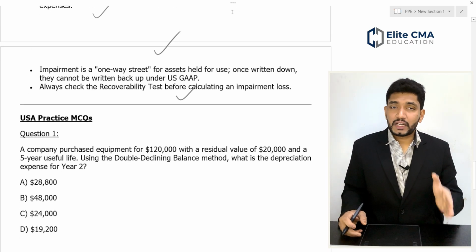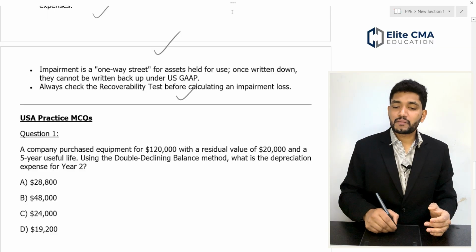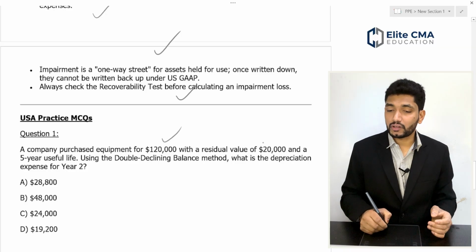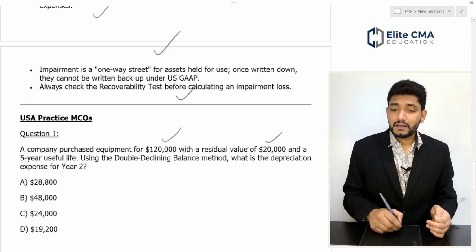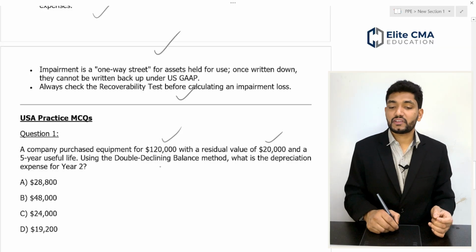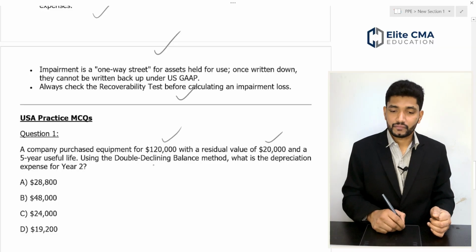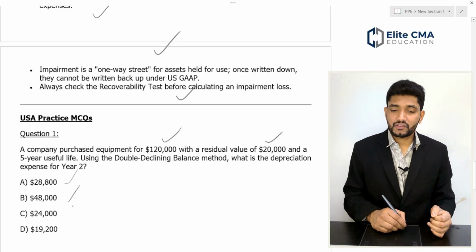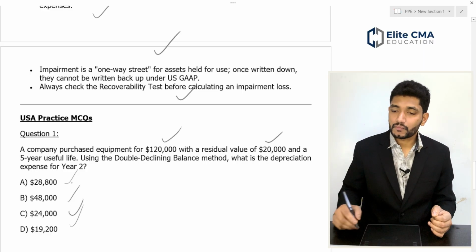So, let us move into multiple choice question practice. A company purchased an equipment for 120,000 with a residual value of 20,000 and a 5 years useful life. Using the double declining balance method, what is the depreciation expense for year 2? Option A 28,800, option B 48,000, option C 24,000 and option D 19,200.